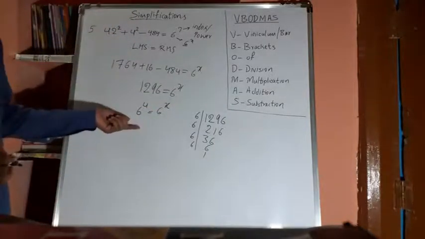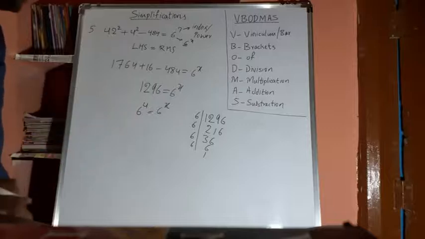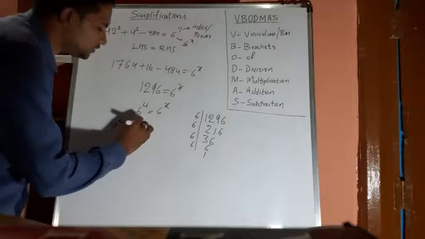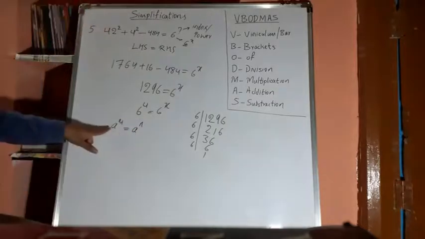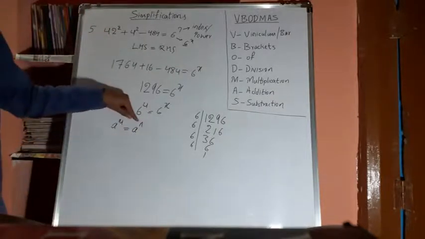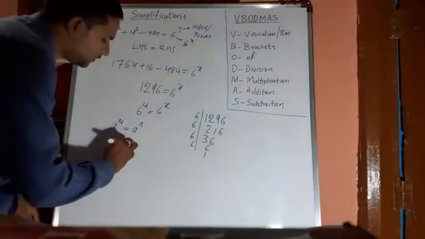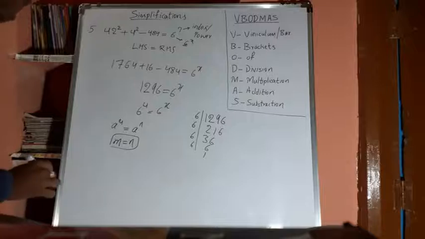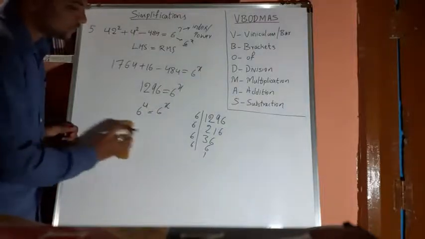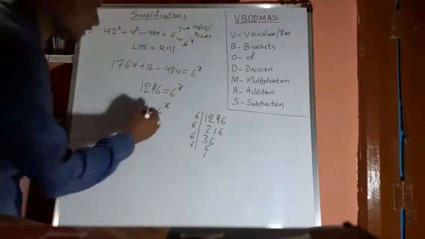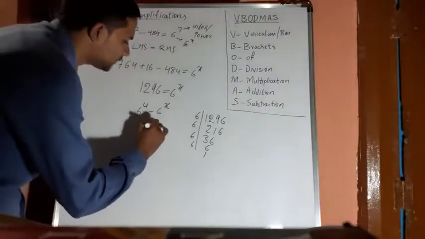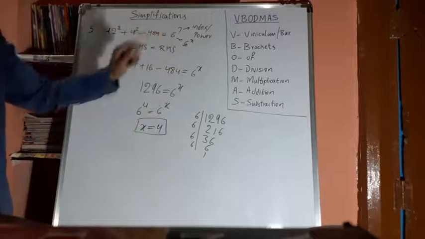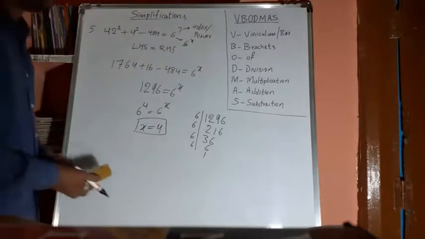Now what we have to do, friends? We have to apply the law of indices. What does it say? If a raised to m is equals to a raised to n, if the bases are same, we can equate the powers. M is equals to N. So the same thing we have to do here, friends. Check the base terms, both are 6. If the bases are equal, we can equate the powers. So we have found that x is equals to 4. Understood, friends?